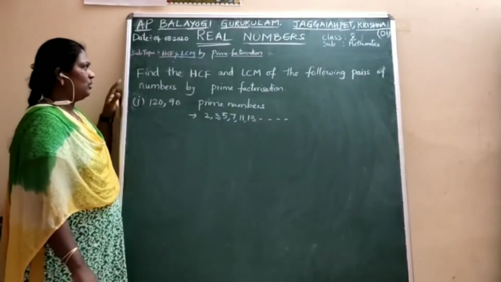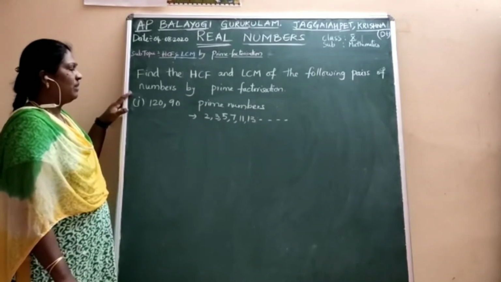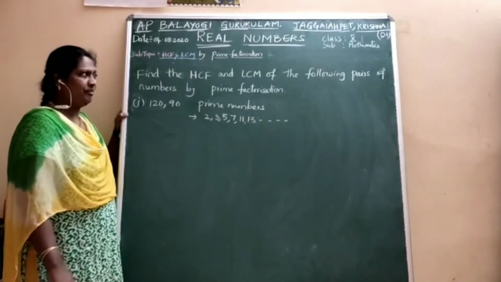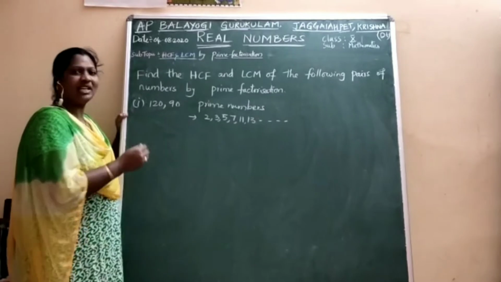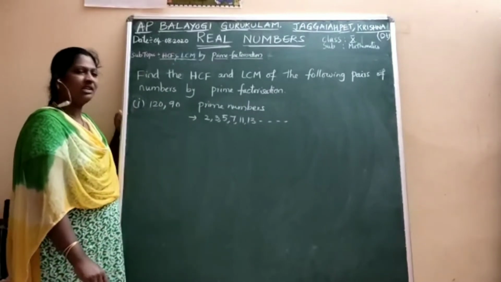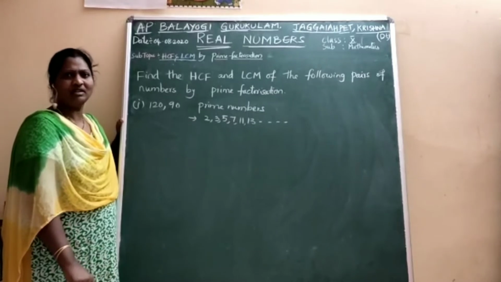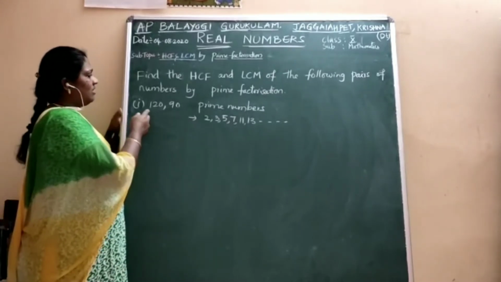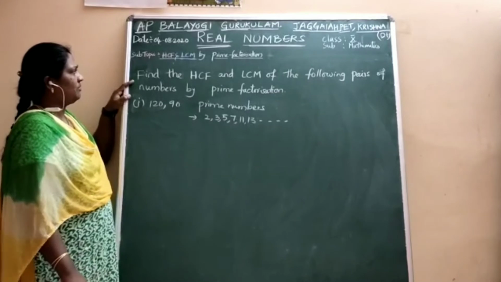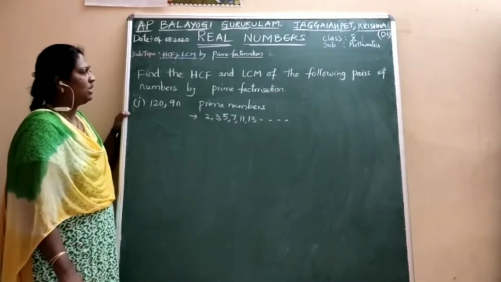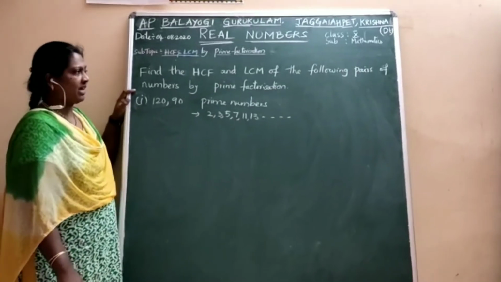Now what we have to do? We have to find the HCF and LCM using this prime factorization method. So we have to convert these numbers into a product of prime numbers. So let us take one problem. Find the HCF and LCM of the following pairs of numbers by prime factorization.